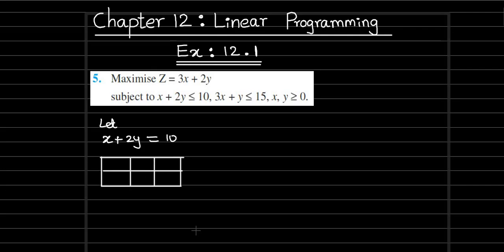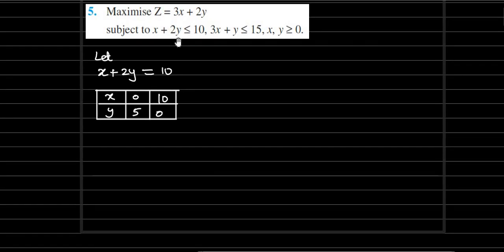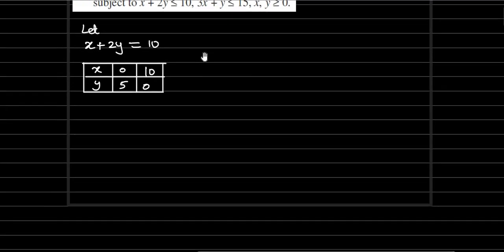If x takes 0, then 2y = 10, so y takes the value 5. If y = 0, the second term becomes 0, so x takes 10. Now let's draw the line of x + 2y = 10. Then we can identify the solution space for x + 2y ≤ 10.